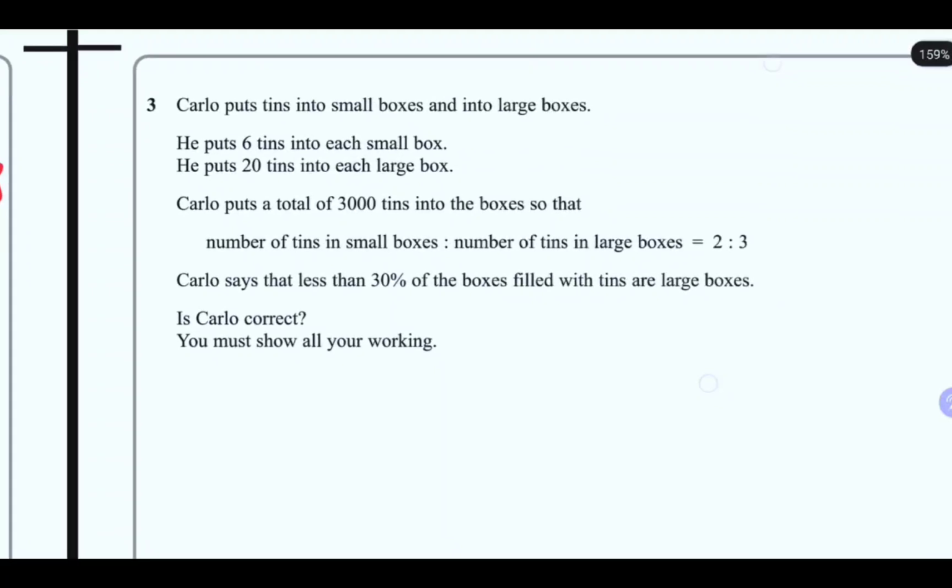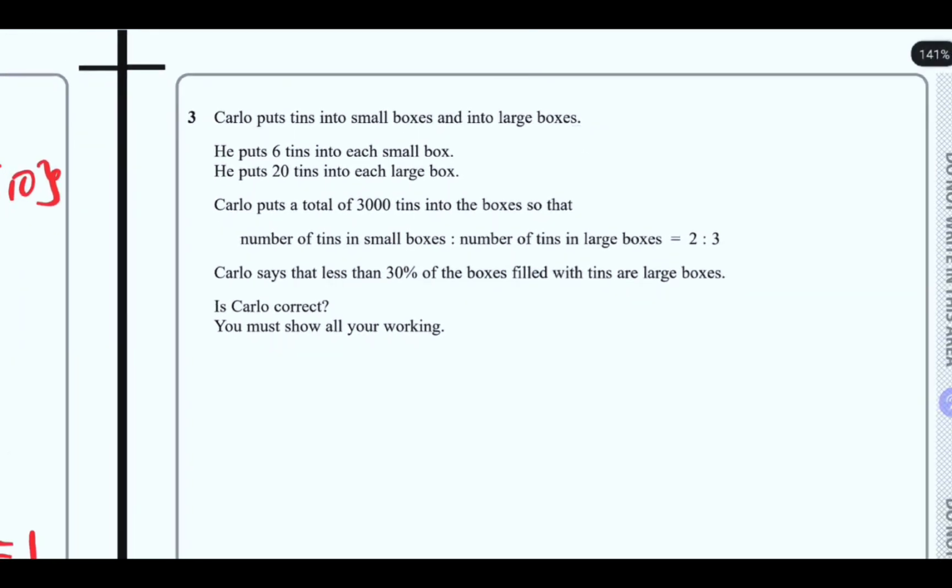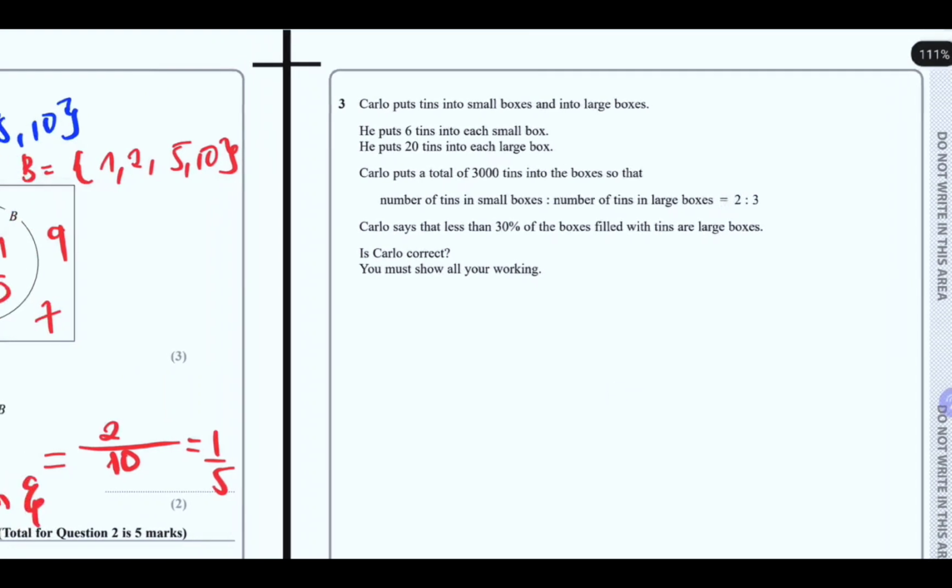Question number 3. Carlo puts tins into small boxes and into large boxes. He puts 6 tins into each small box. He puts 20 tins into each large box. Carlo puts a total of 3,000 tins into the boxes so that the number of tins in small boxes to the number of tins in large boxes is 2:3. Carlo says that less than 30% of the boxes filled with tins are large boxes. Is Carlo correct? You must show all your working.